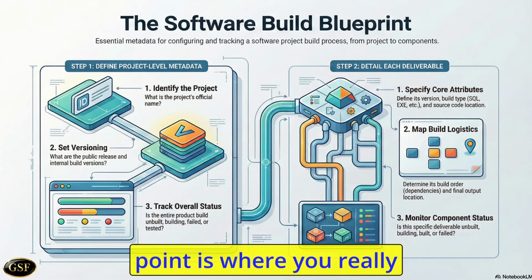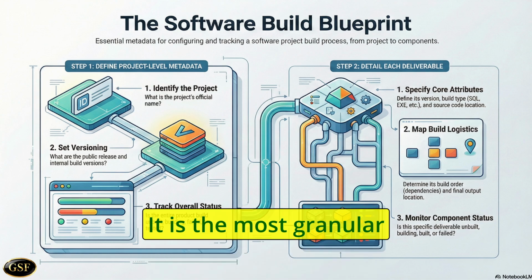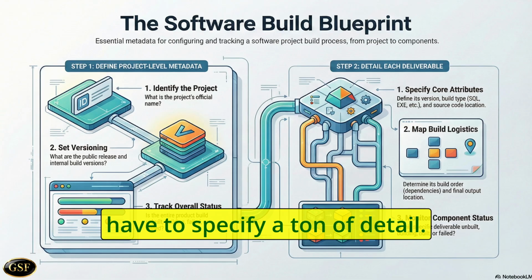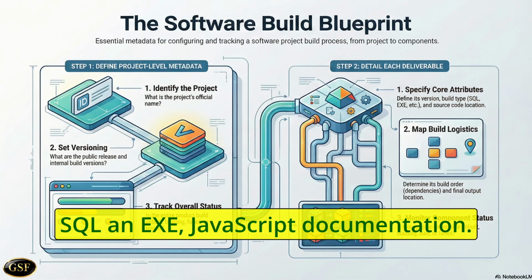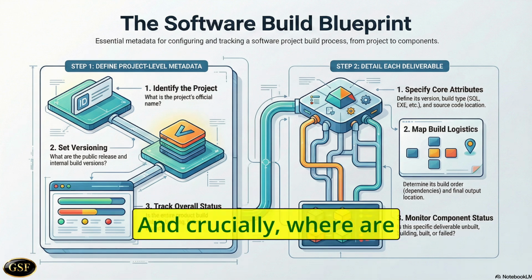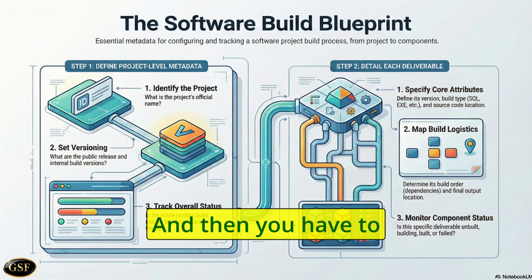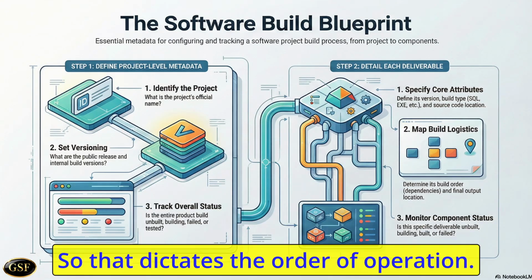And I'm guessing the 5th point is where you really get into the details of those deliverables. It is the most granular and, frankly, the most complex. For each deliverable, you have to specify a ton of detail. What's its own version number? What kind of output is it? SQL and EXE, JavaScript documentation. And crucially, where are the source files in the VMS? Which branch, which tags? And then you have to note any build dependencies. Dependencies. So that dictates the order of operation.